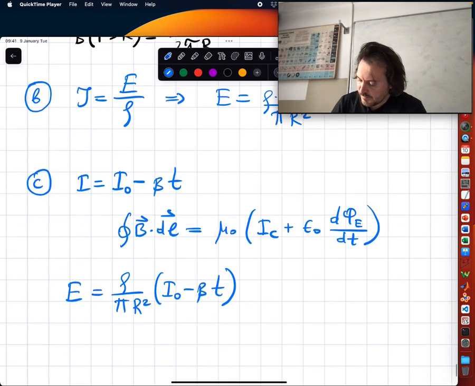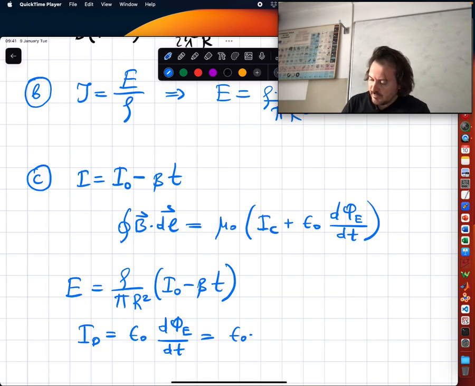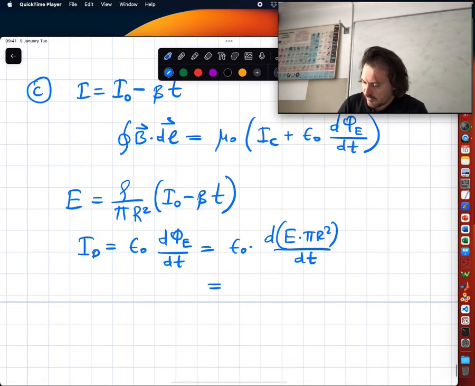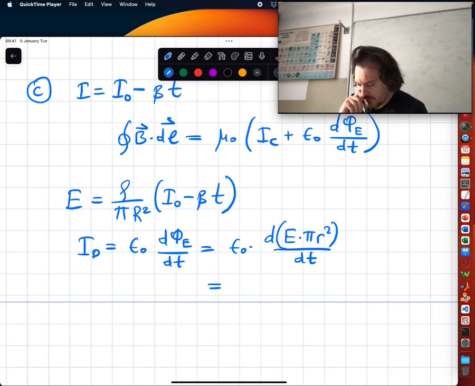Okay, so the displacement current will be epsilon 0 d phi e over dt, which is epsilon 0 times d(E times pi r squared) over dt, right? And small r, by the way, right? No, big R. Okay, small r. Yes, you are right. So this is the displacement current for a certain region.